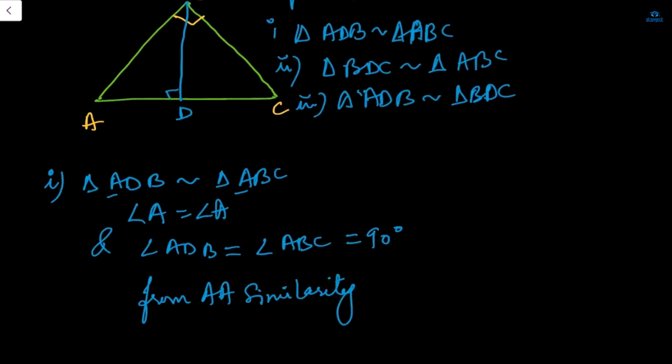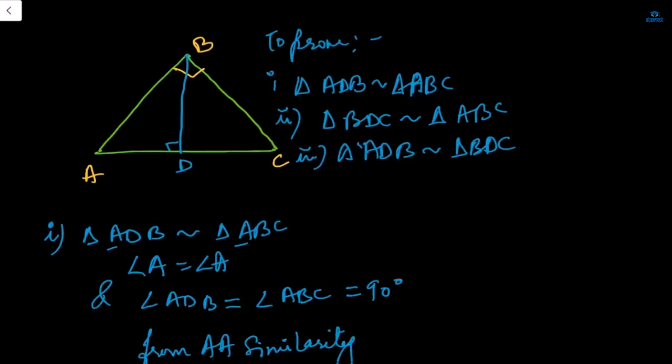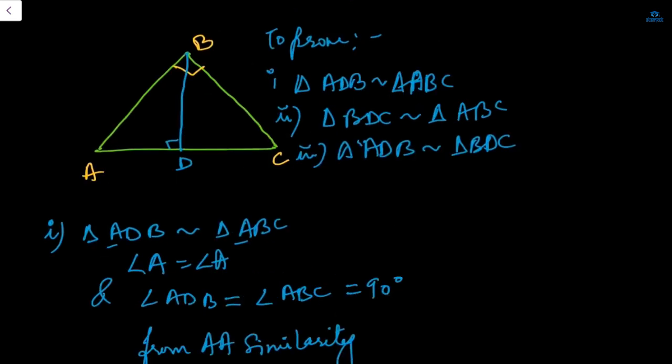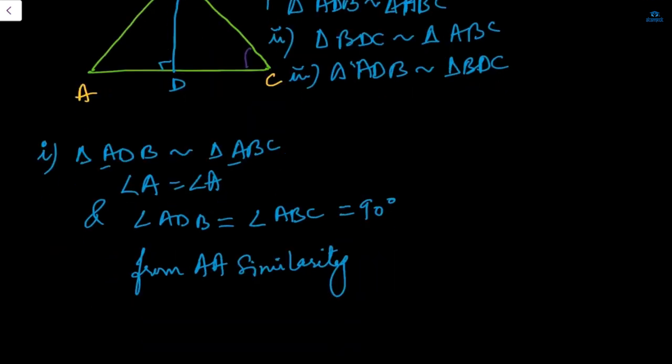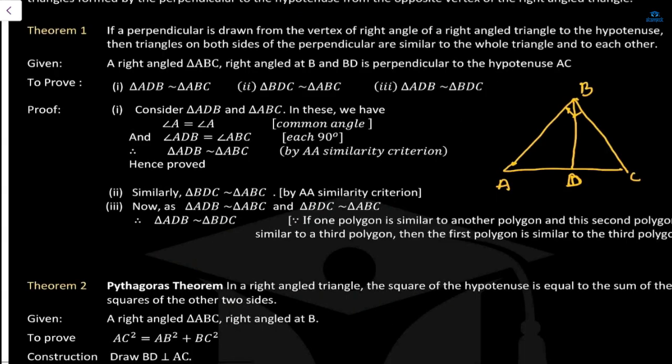Okay, now in the same way triangle BDC will also be similar to the bigger triangle. In BDC, you have this angle as common and again angle B and angle D are 90 degrees. Now since both the triangles are similar to triangle ABC, therefore they both will be similar to each other. Got it? Okay, now we are going to use this small theorem in the proof of Pythagoras theorem.